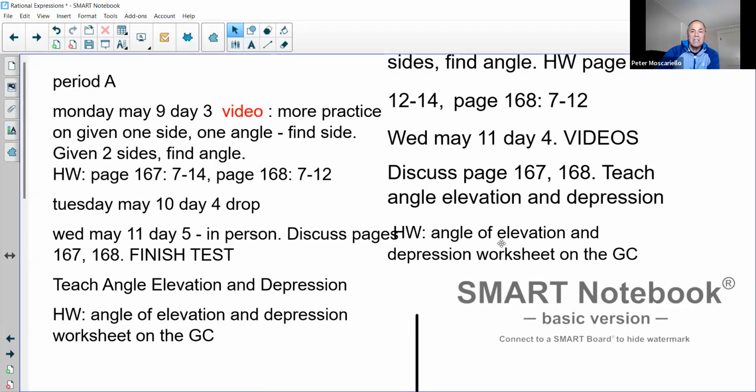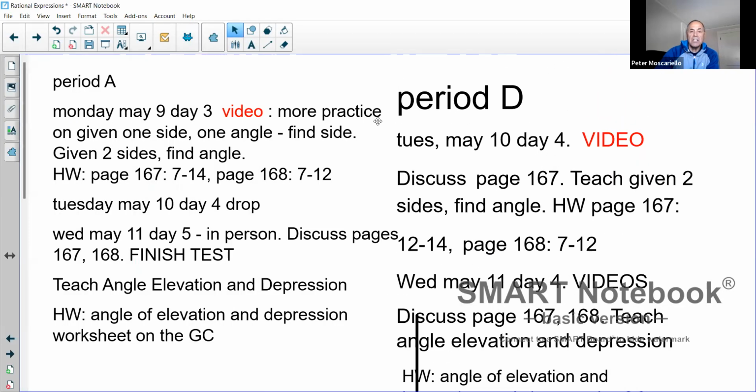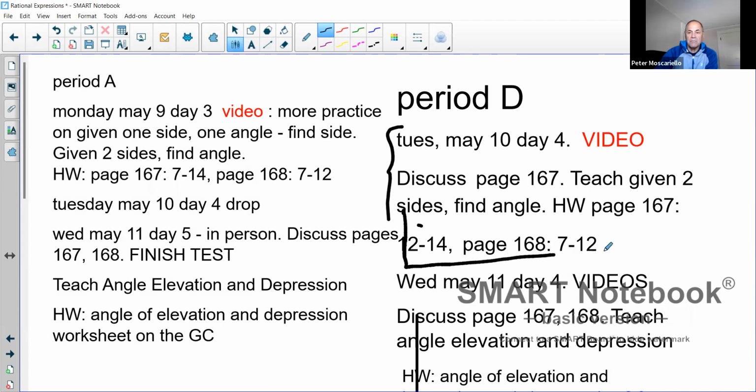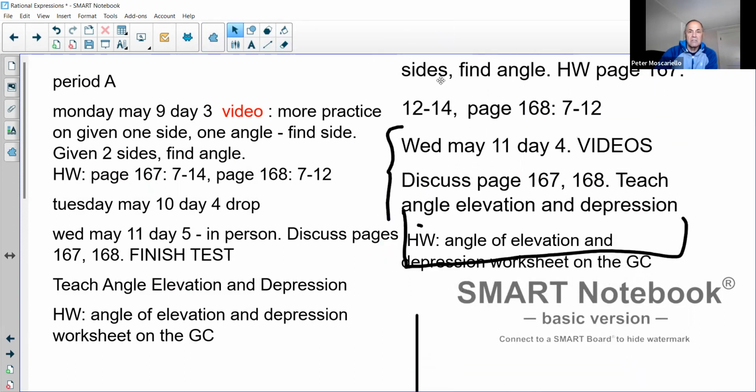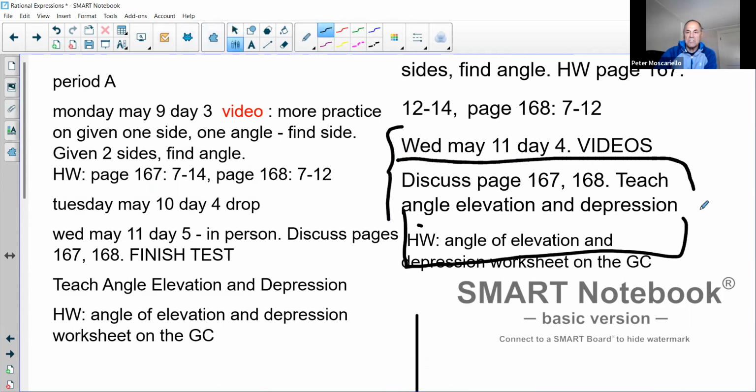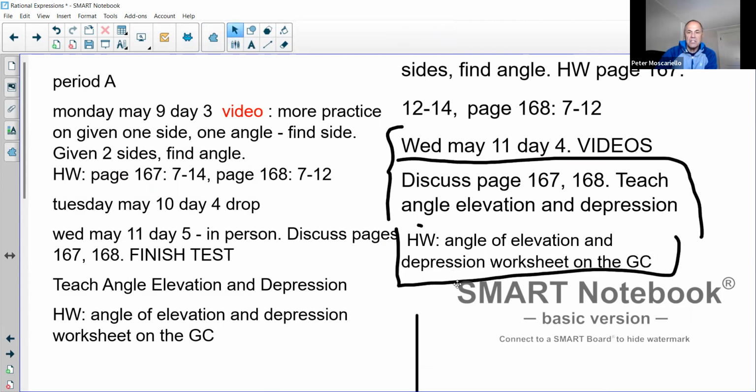All right, so I'm talking specifically to period D. You had a video yesterday, Tuesday, where we discussed page 167, given two sides, find an angle, and we assigned this homework. Well, today, Wednesday, we are going to discuss pages 167 and 168. I'm going to teach you a new topic called angle of elevation and depression.